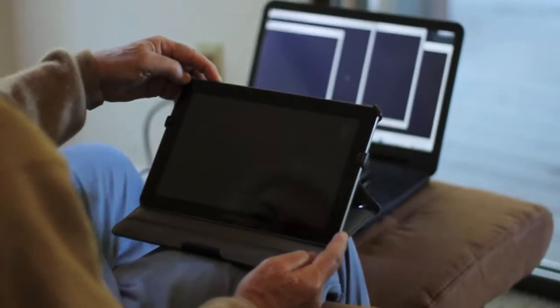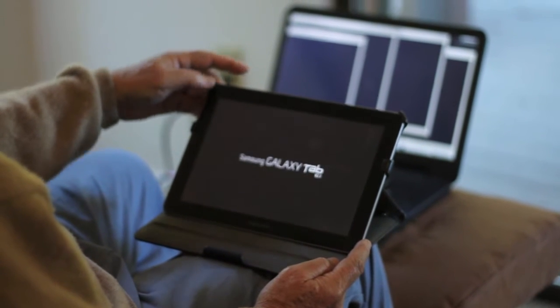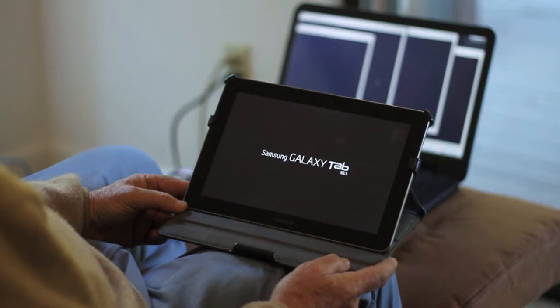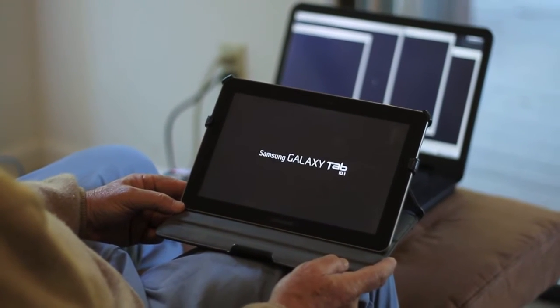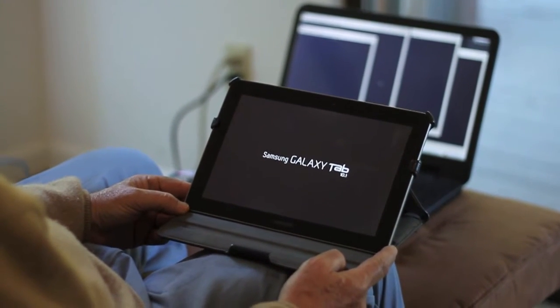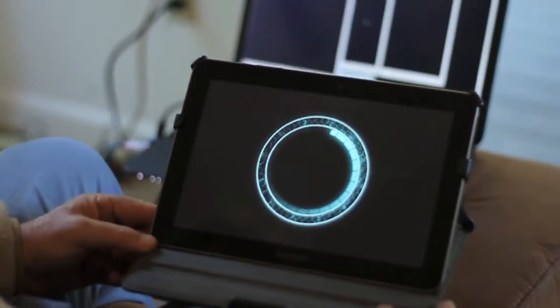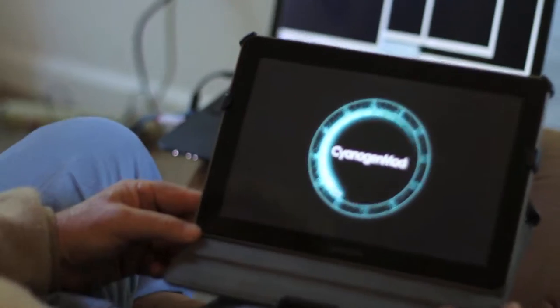Start firing up these little babies over here, the phones in this tablet. This is the tablet starting up, and you can see that it's going to boot CyanogenMod, which is the modified version of the Android operating system that all these devices are running.